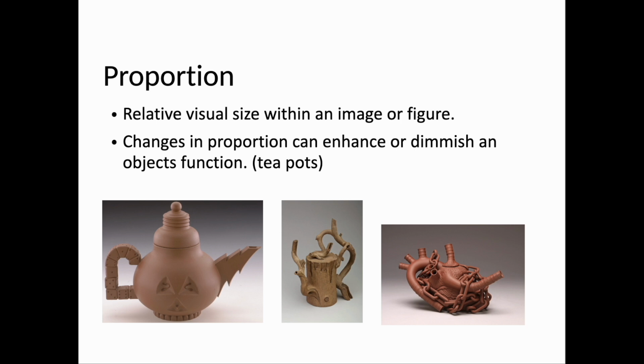Proportion is the relative visual size within an image or figure. Changes in proportion can enhance or diminish an object's function. Here we have 3 different teapots. You can imagine this teapot is probably very awkward to use, I think this is the spout. This is another teapot with a heart and chains. These 2 teapots are made by a sculptor named Richard Nacken. As you can see here, this is a light bulb, dice. Depending on how the object is proportioned will play into how well it functions.